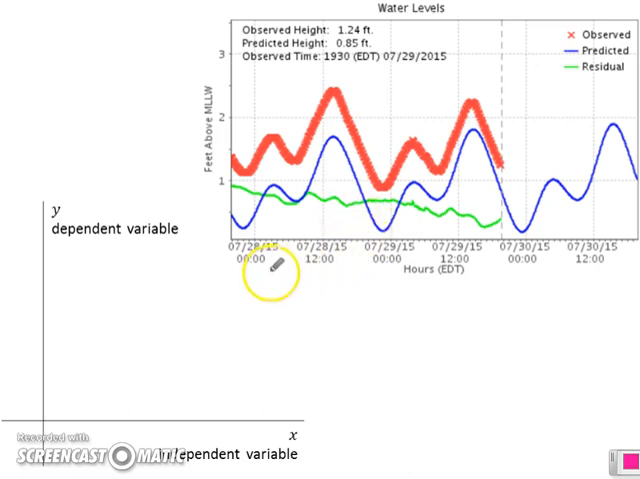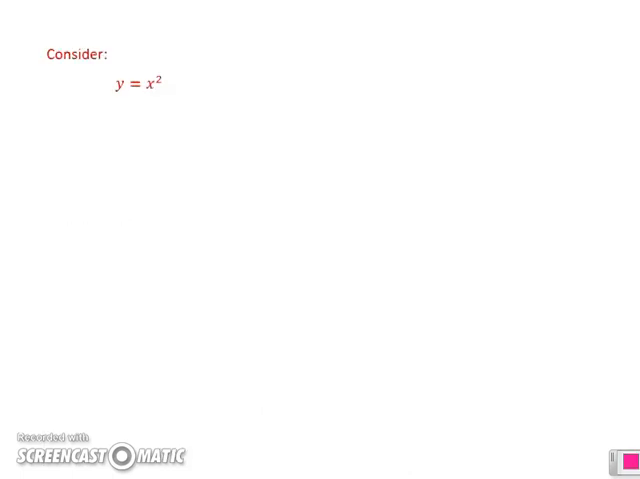So notice that the time is the bottom here, which is the x-axis, and feet above sea level is the y-axis. So independent is always x, dependent is always y. And x is usually time. In real life, x usually represents time. So anytime you're dealing with time, it's always the independent variable, unless it's otherwise stated elsewhere. Okay, so let's consider x to the second power.